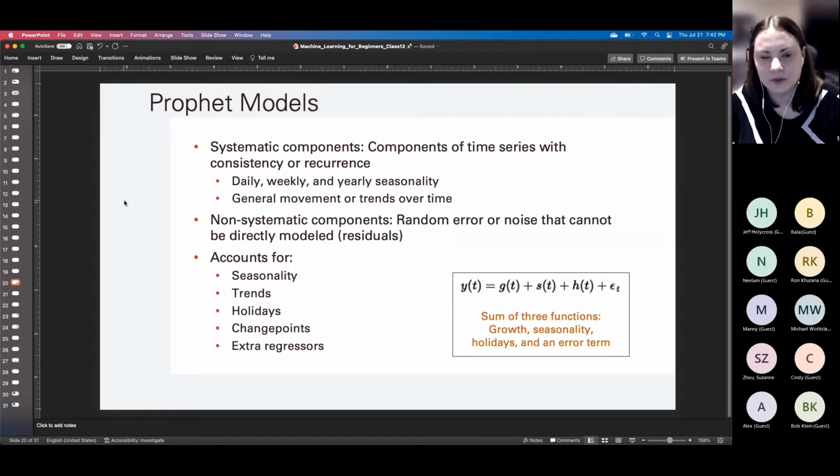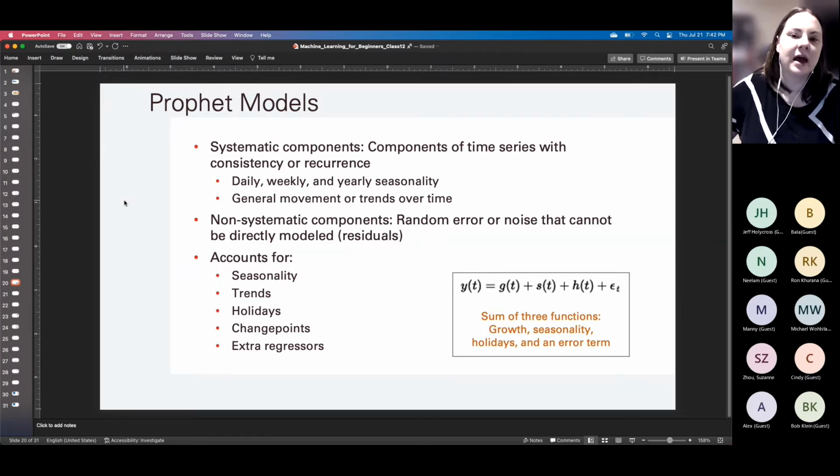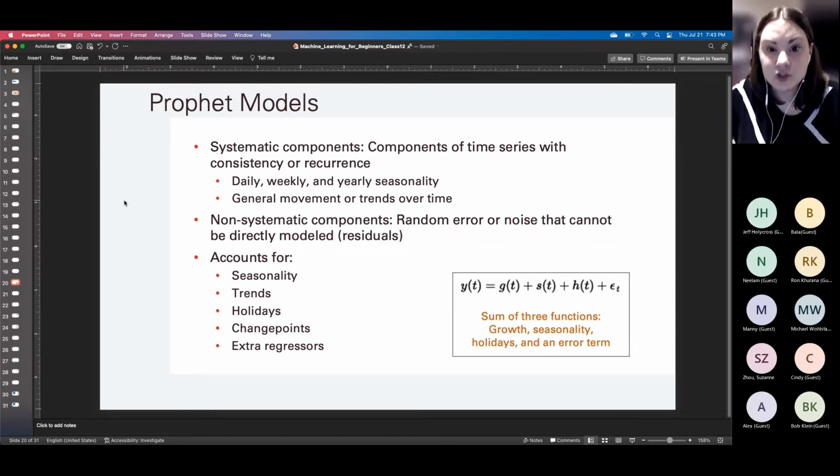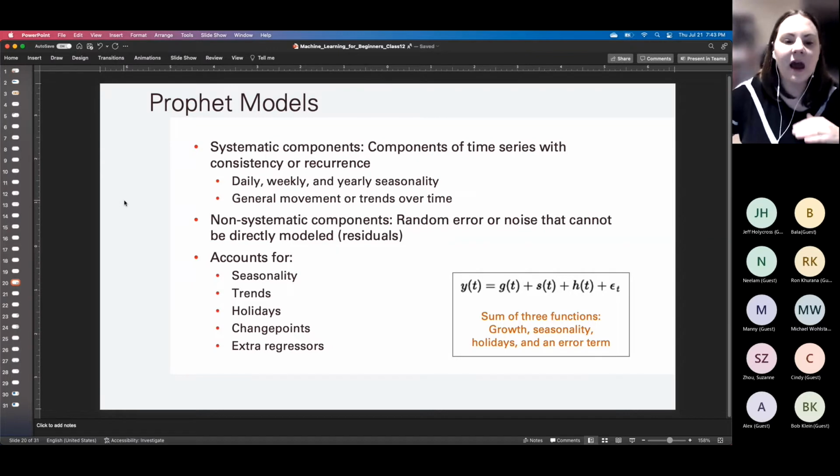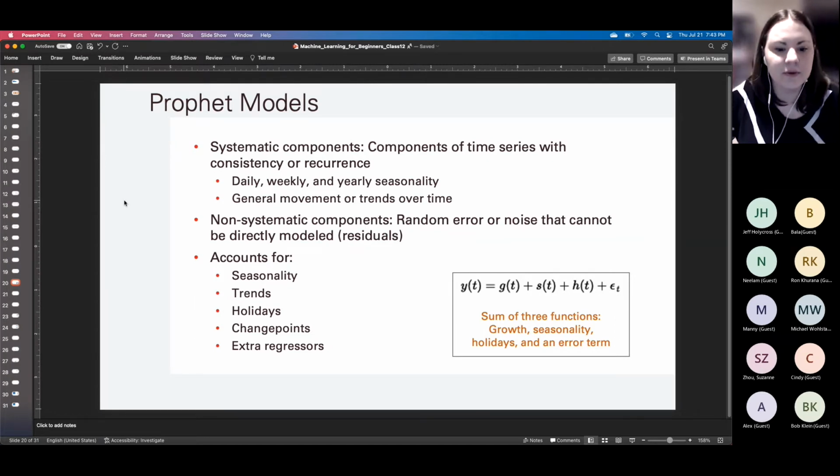A great example of when I've done that in the past is I'm looking at data where, say, we've had promotions, and we have times where there's no promotion, and we have times where there are different promotions. I would put the promotions in there as a regressor, for example.